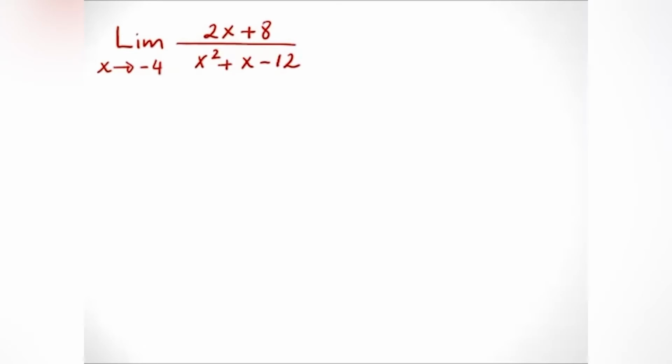Let us solve the following interesting limit. When x goes to -4, the numerator goes to -8 plus 8, and the denominator goes to 16 minus 4 minus 12. And as you can see, this limit is of the form 0 over 0.